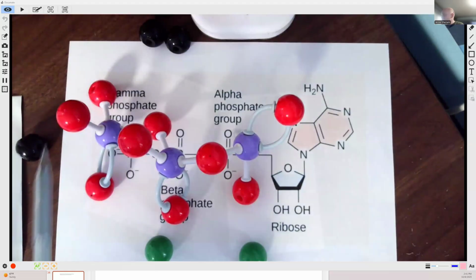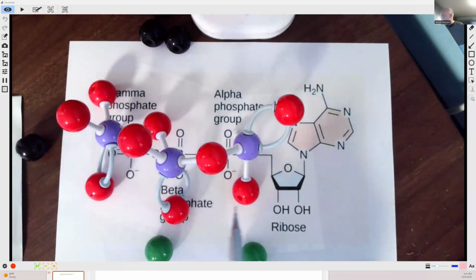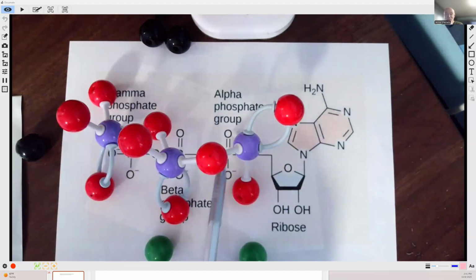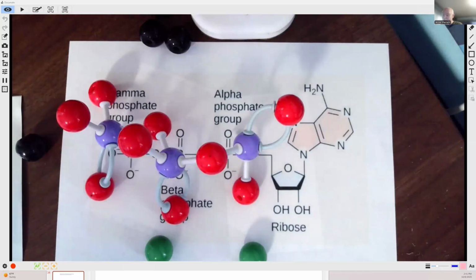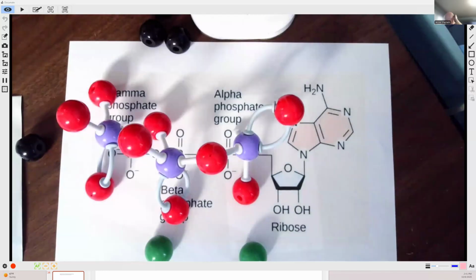And there's 1, 2, 3, 4, 5, 6, 7, 8, 9. Actually, there's one I didn't even put there. There's like 10 oxygen atoms with this series of three phosphate atoms. So this is impressive. Really, really impressive.